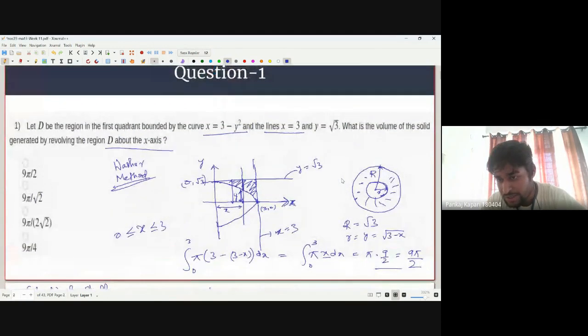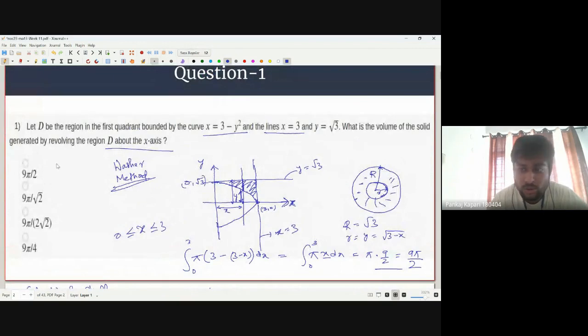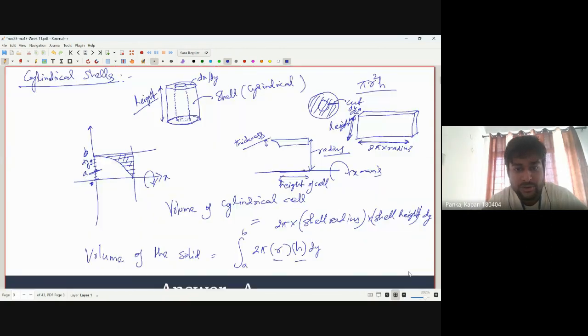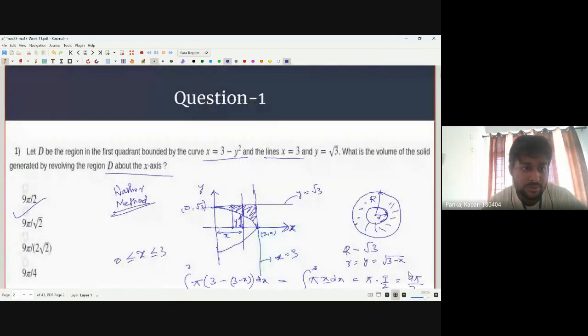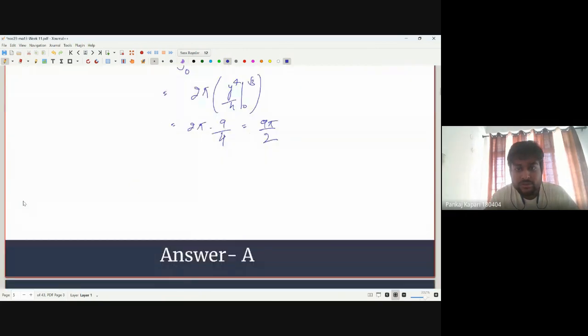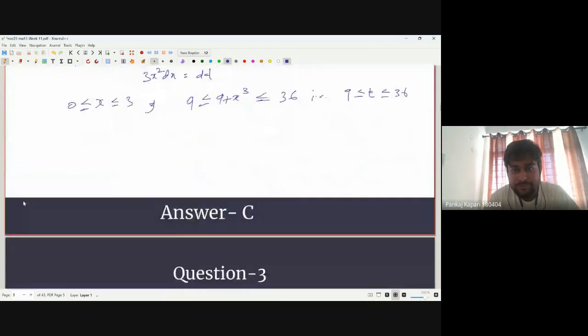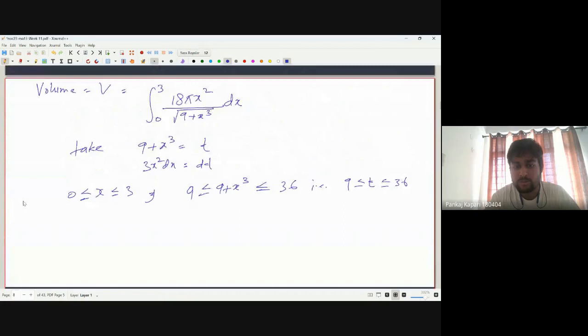In the first problem, I hadn't noted which option is correct. Because the volume was 9 pi by 2, this first option is correct, not the second option. The second option is 9 pi divided by root 2. The first option is correct because this is 9 pi by 2. But we are doing the second problem, so let's come back to the second problem.